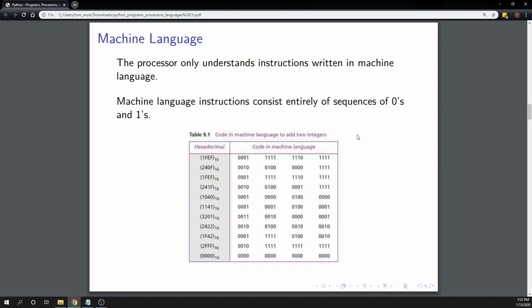The issue is that the processor only understands instructions written in machine language, and machine language instructions consist entirely of zeros and ones. So here is an example of how that might look. Here you have some code in machine language. It's nothing but a bunch of zeros and ones over here. Over on the leftmost column, what we have are basically these instructions written in a more compact form using base 16 numbers. I'm not going to go into a ton of detail about how that works. The main thing to remember for our purposes is that this is all that the processor can understand. It can't understand the programs that you type into it. Okay, there has to be some kind of translation.